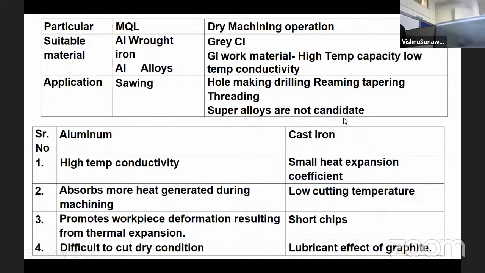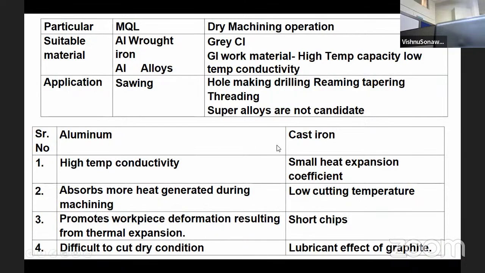Minimum quantity lubrication is used. I said earlier there is the flood type cooling lubrication system and the minimum quantity lubrication. In flood type lubrication, 50, 100 to 500 milliliters of oil is used, and the oil is wasted. But in minimum quantity lubrication, only 10 to 100 milliliters of oil is supplied. That is why it is called minimum quantity lubrication.